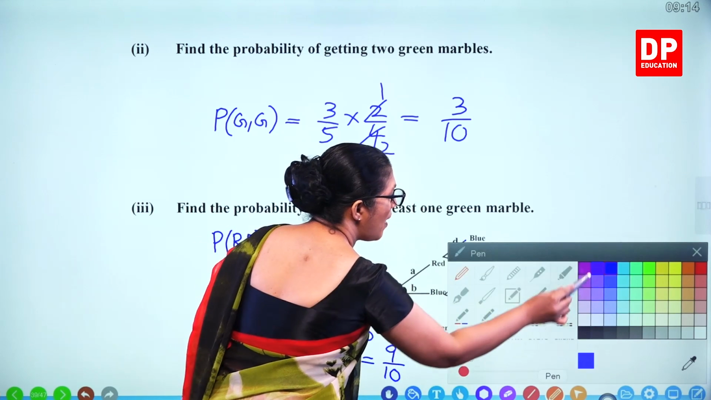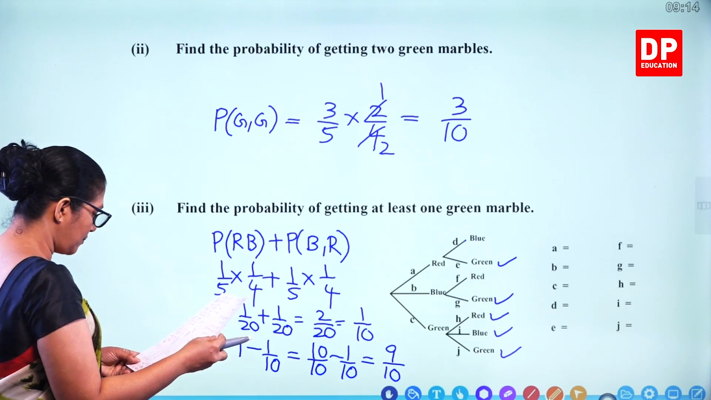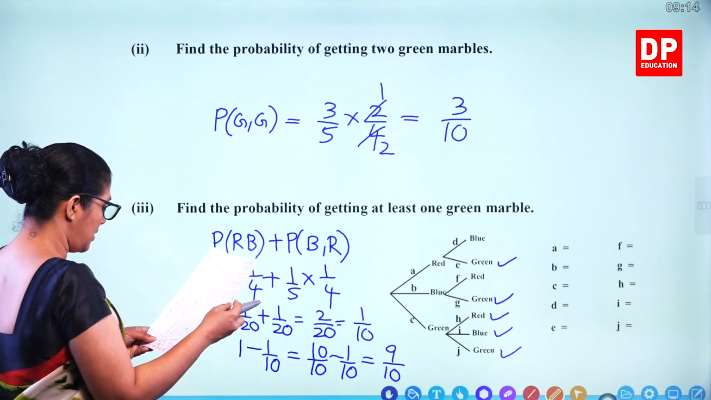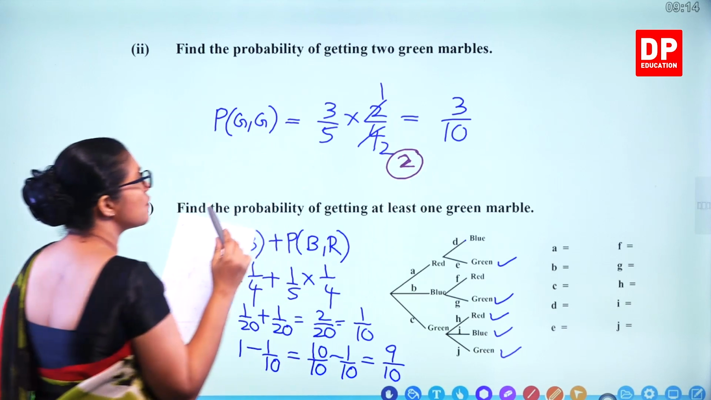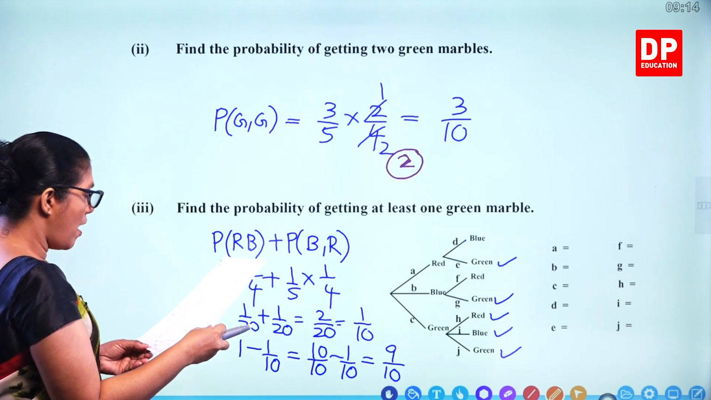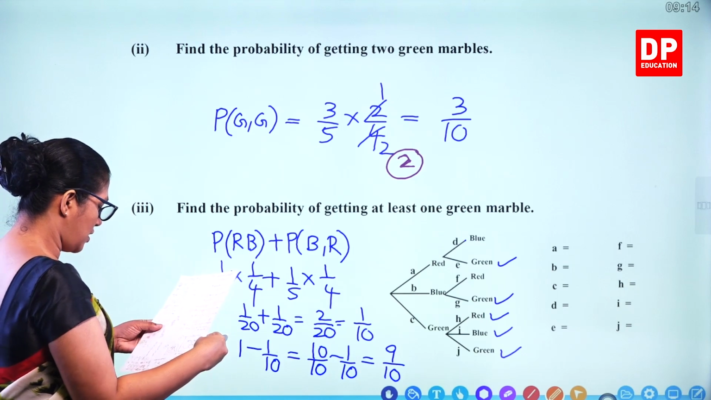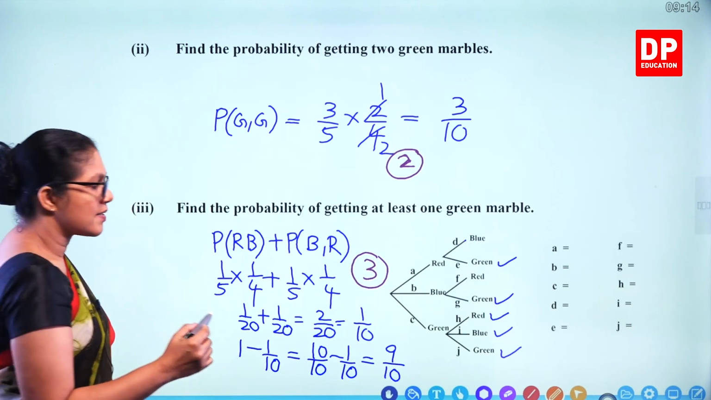So, how many marks? You are getting 3 over 10, 2 marks. Earlier we gave 5 marks for the probabilities. So, 7 and 3 marks for this question. So, 3 marks for this one, altogether 10 marks.